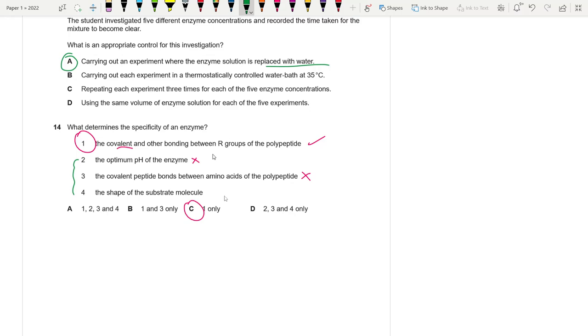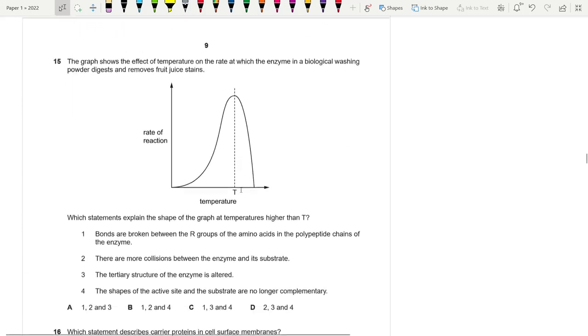The shape of the substrate molecule, okay, this indirectly depends on the tertiary structure. So one thing determines the specificity of the enzyme, the shape of the active site. It's basically the tertiary structure or the bonds between the R groups of the amino acid. Okay, so 14 is C, only 1, the tertiary structure.